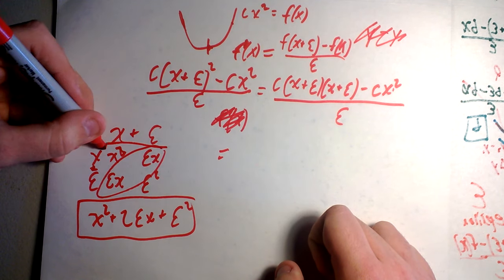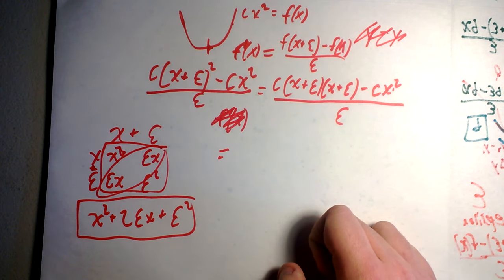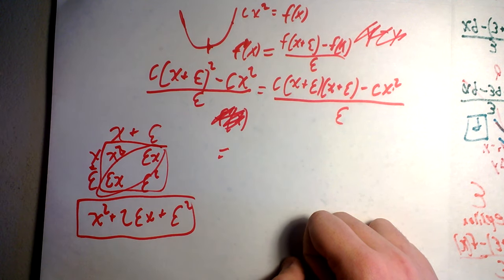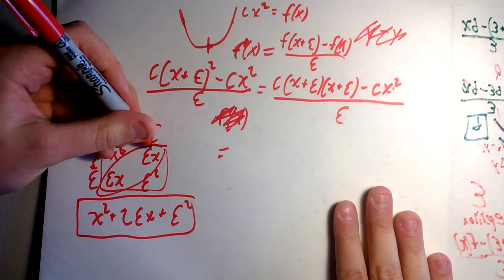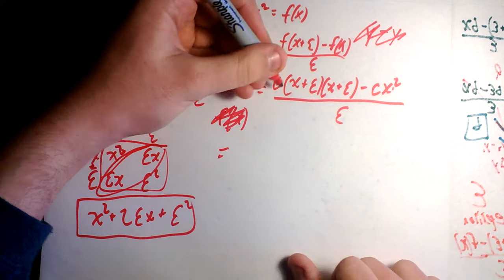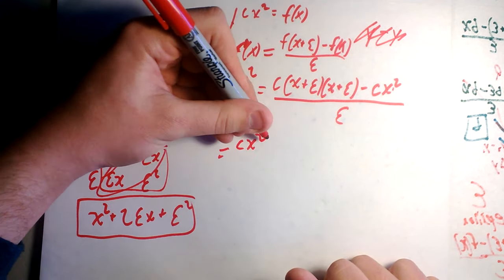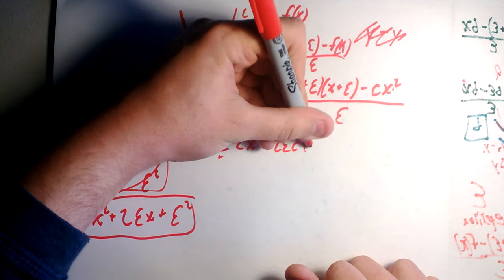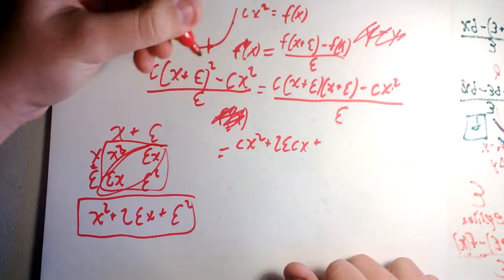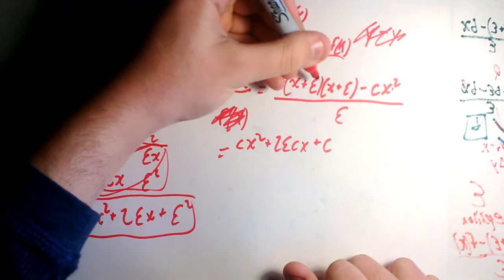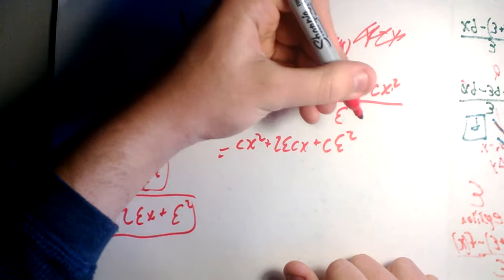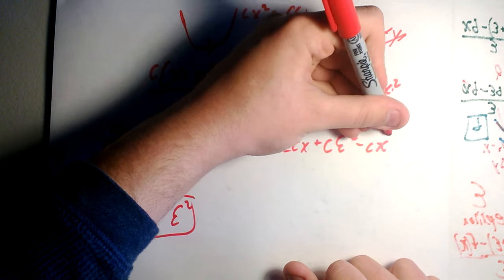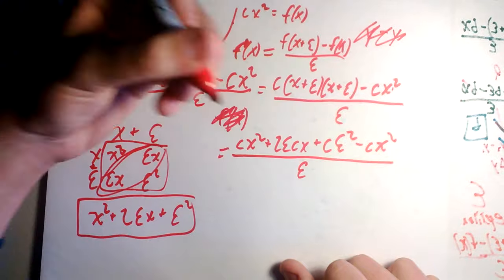If you're not used to this, I usually call it the box method. I think it's just a really easy way to multiply things fast and efficiently without making mistakes. So c times each of these values: c x squared. Then you get 2 epsilon c x. Then you get c epsilon squared. And then we bring this down, the c x squared. And then we divide by epsilon.